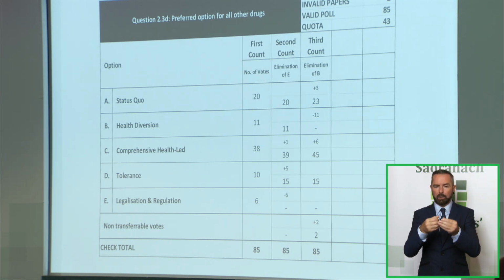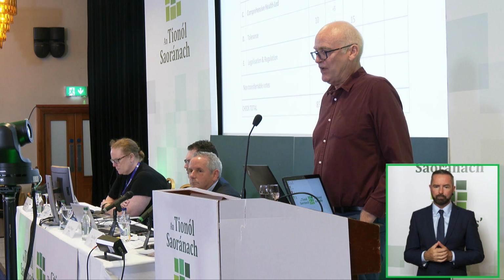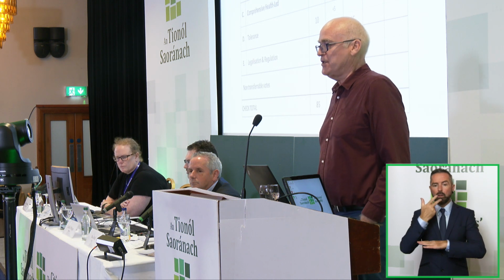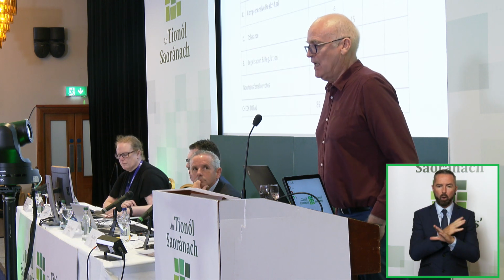That gives us +3 for status quo, giving it 23, +6 for comprehensive health-led, giving it 45, 0 added for tolerance, leaving it at 15. At this stage, comprehensive health-led has exceeded the quota. It's got 45 votes. So even if you add the 23 and the 15 together, you can't catch 45. So comprehensive health-led on the third count gives us the result for all other drugs.